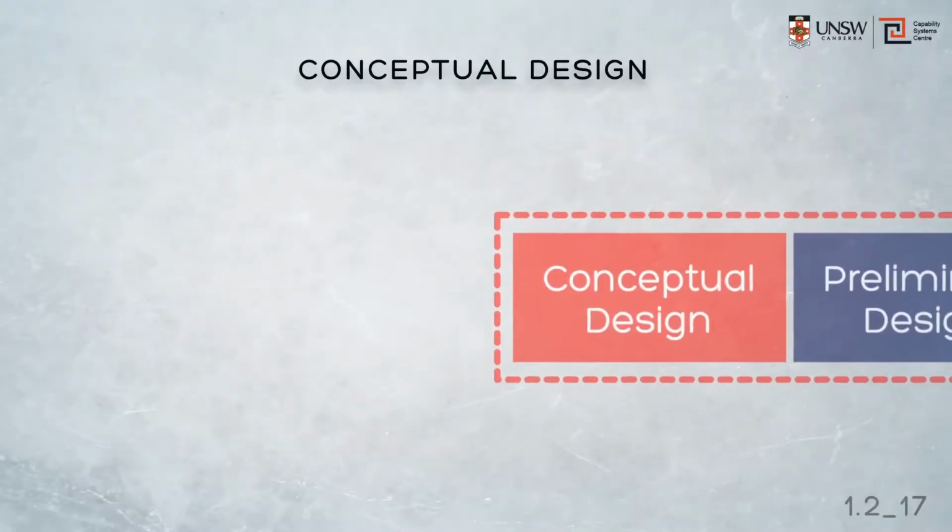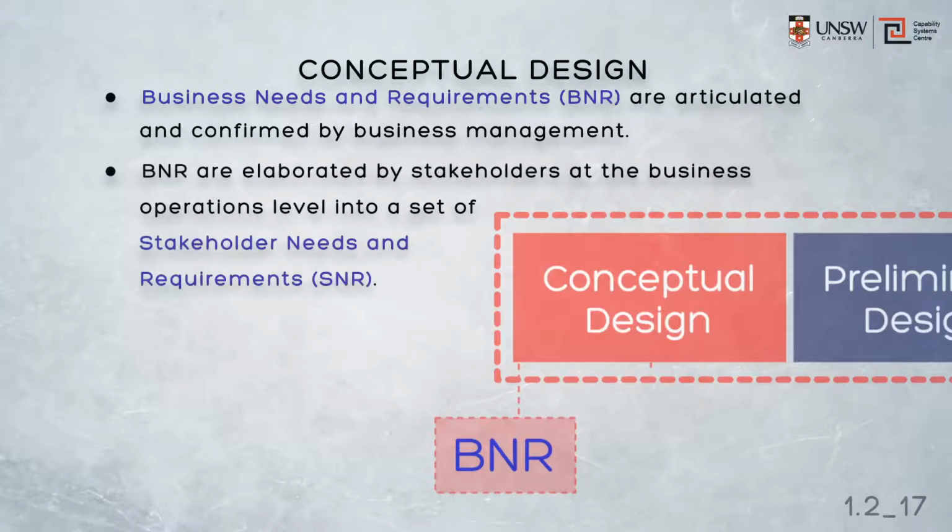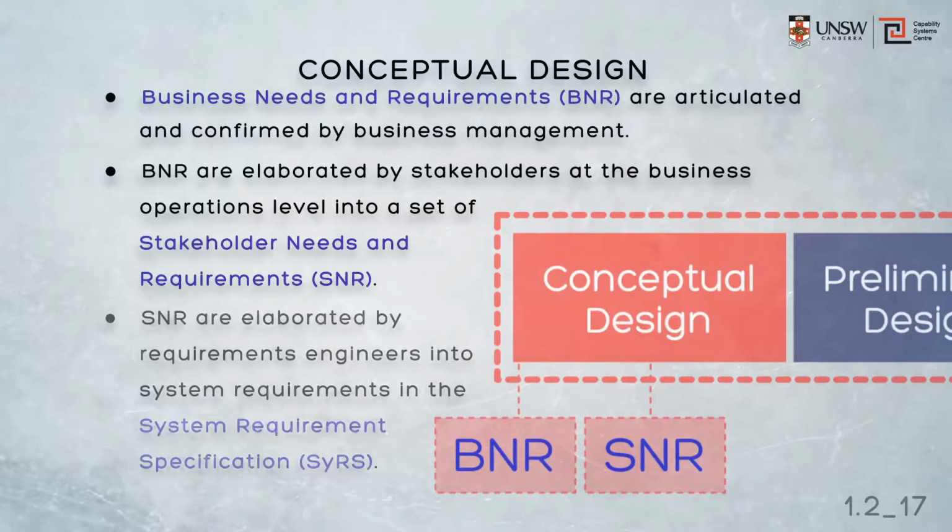Now, this transition has three broad steps from the mission statement through to a set of system requirements. First, we develop business needs and requirements. They're articulated and confirmed by business management, and then they're elaborated by stakeholders at the business operations level into a set of stakeholder needs and requirements, or SNR. These are then elaborated further by requirements engineers into a set of system requirements, commonly called the System Requirements Specification, or the SYRS.